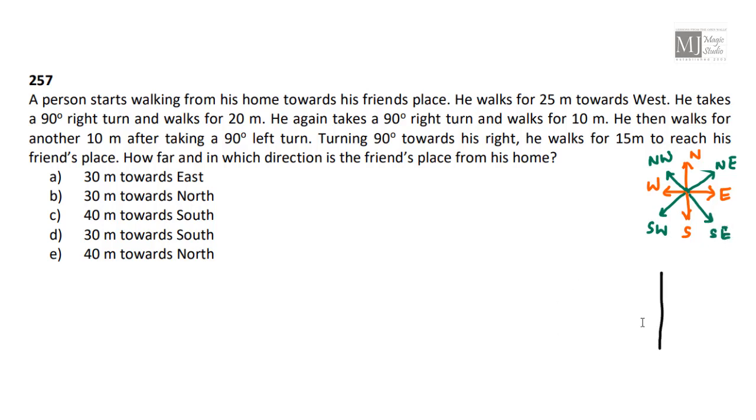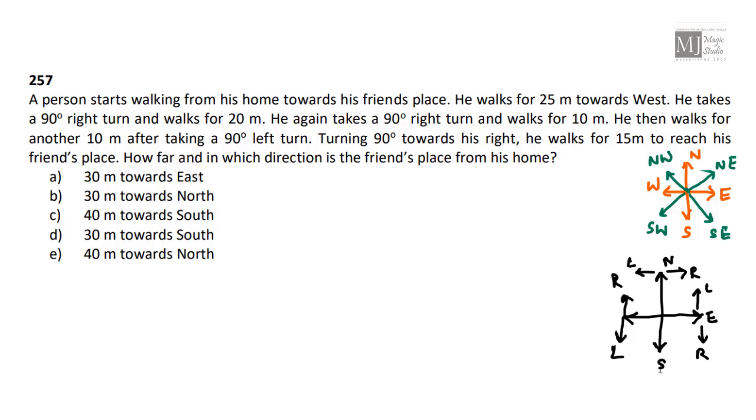As far as turning is concerned, if I'm heading north, moving towards east is right turn, moving towards west is left turn. If I am heading towards east, moving towards south would be right turn and moving towards north would be left turn. If I am heading towards west, moving towards north would be right turn and moving towards south would be left turn.